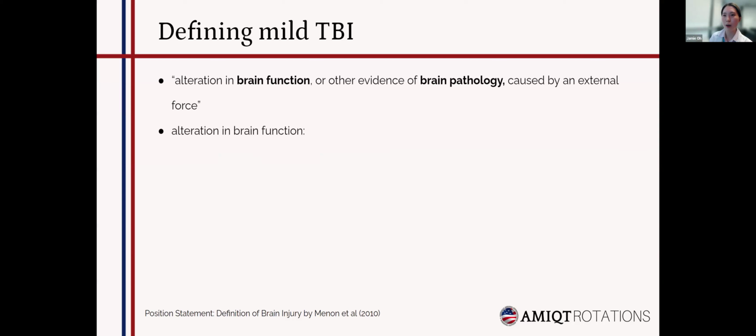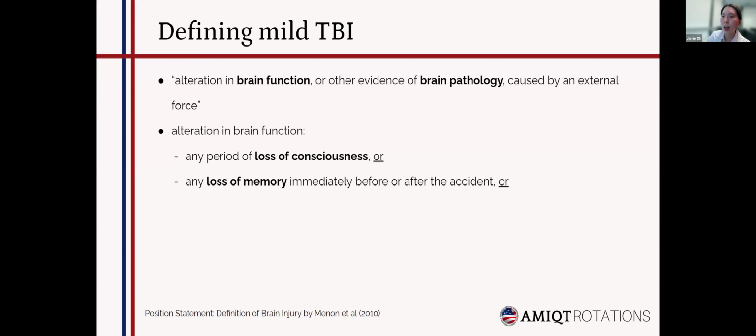Let's start with the first part, alteration in brain function. In order for someone to have alteration in brain function, the following clinical features need to be present. Firstly, any period of loss of consciousness or any loss of memory immediately before or after the accident, or any alteration in mental state at the time of the accident. So our patient had loss of consciousness and alteration in mental state.